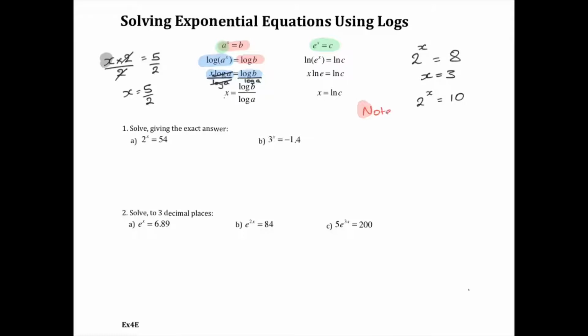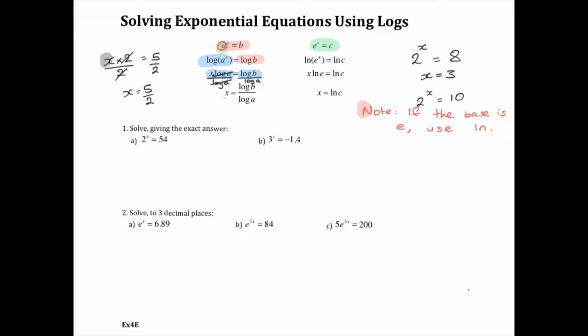Note. If the base is e, use ln. If the base is something else like this a, use either. It's your choice, okay?